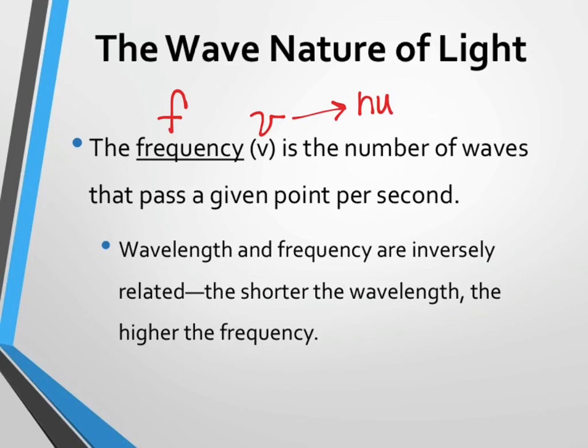So frequency, at a certain point, over so many seconds, that's how many waves pass through. Okay? So wavelength and frequency are inversely related. So as one goes up, the other one goes down.